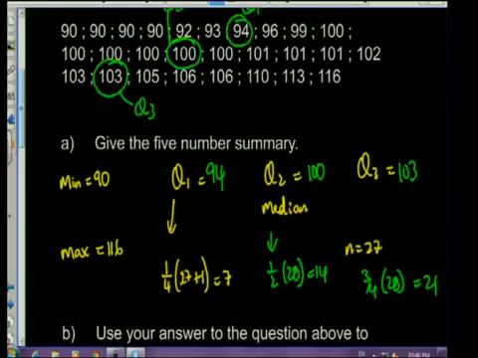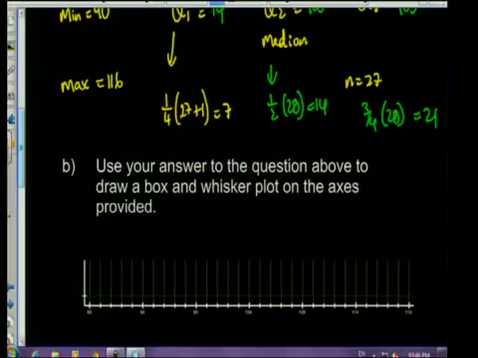Finding the 5-number summary shouldn't be difficult. Sometimes you would do it from a table of data. Sometimes it's not sorted. So always remember, you must sort it first. Sometimes it could be from a stem and leaf. But the nice thing about a stem and leaf, it's already sorted for you, and then you just count along the way. The next question says, use your answer to the question above to draw a box and whisker plot.